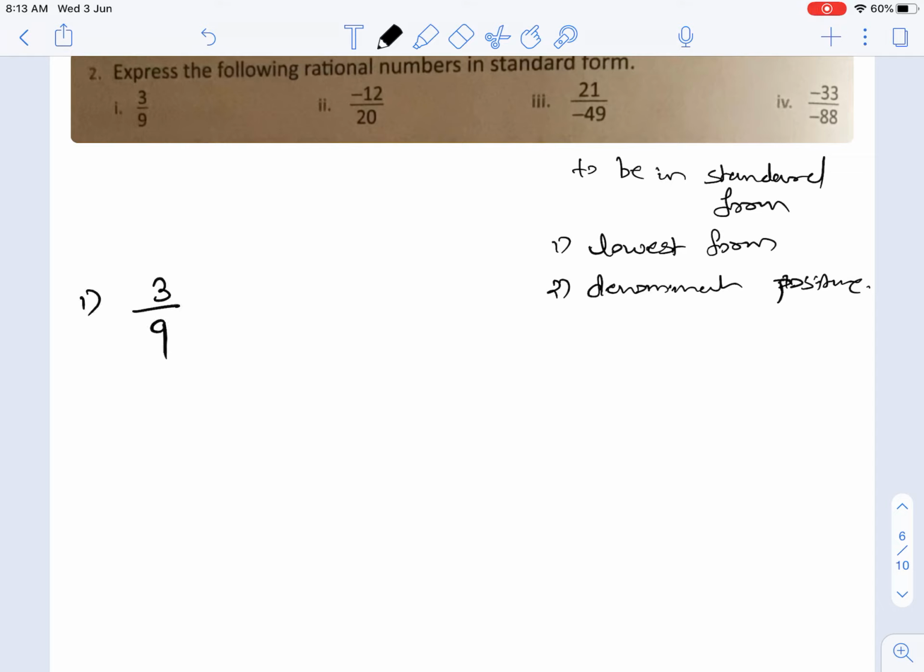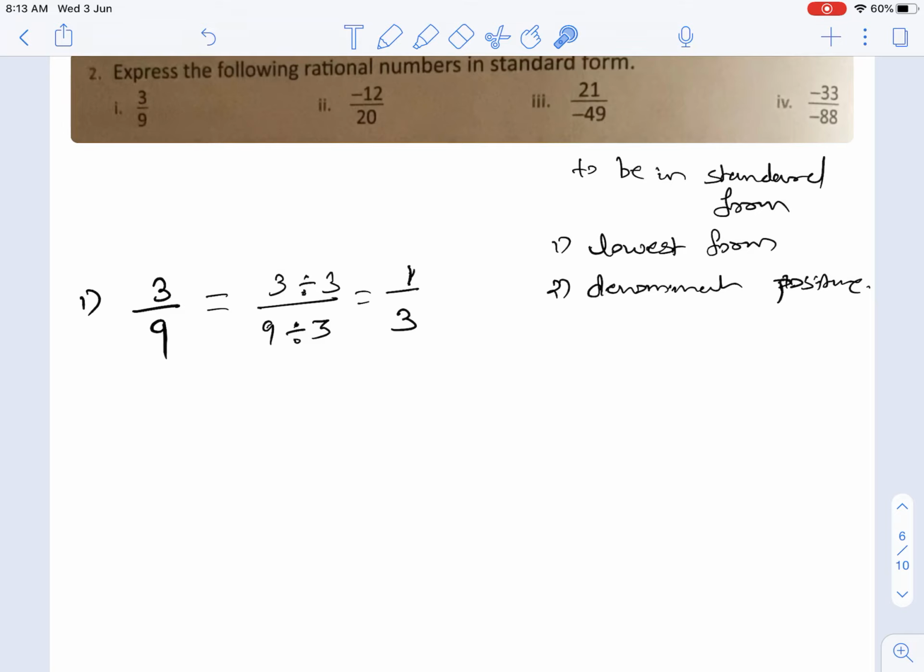3 upon 9. Now here it can be seen that they both can be divided by the same number, that is both are coming in 3's table. So we get 3 upon 9 can be written as 3 divided by 3, 9 divided by 3. So 3 divided by 3 is 1, and 9 divided by 3 is 3. Now 1 upon 3 is the lowest form for 3 upon 9, and the denominator is also positive. So now this one is its standard form.